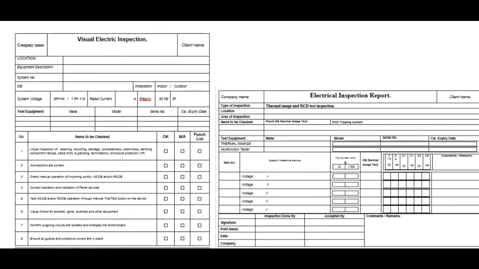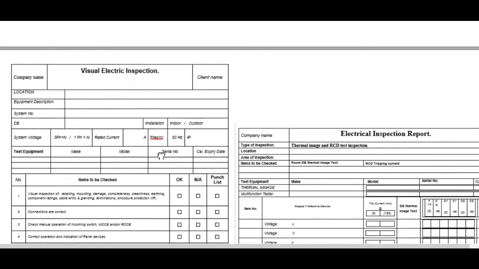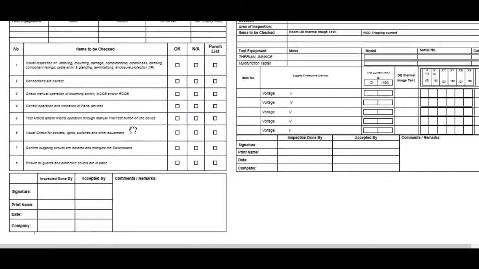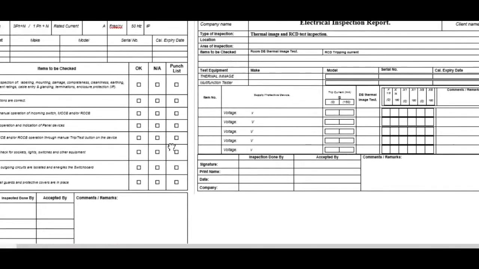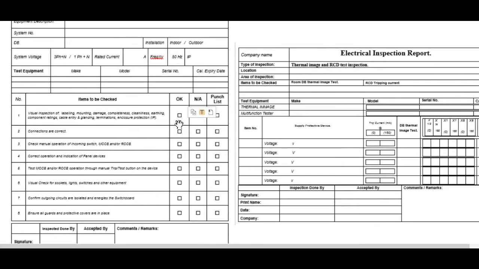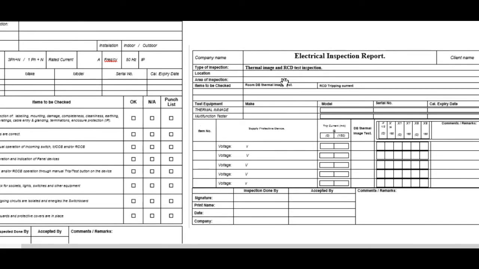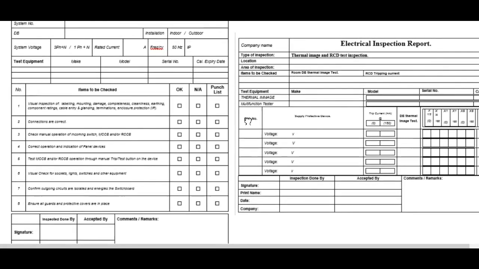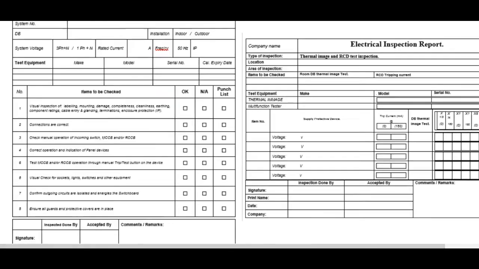In case we are going to do just a visual inspection, we can use this chart, and I also share a document with you. While if you are going to make the electrical inspection with the thermal image and RCD test, we have another ITR. So for the visual inspection we always have two ITRs. This is for the visual inspection only, while this one is for the RCD test and for the thermal image, if there are any requirements.